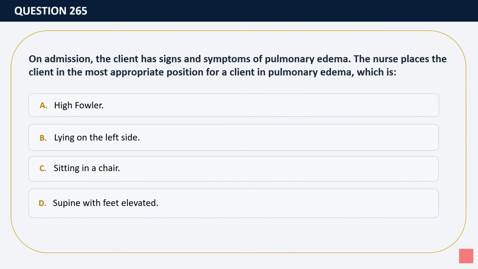Question 265. On admission, the client has signs and symptoms of pulmonary edema. The nurse places the client in the most appropriate position for a client in pulmonary edema, which is A. High Fowler. B. Lying on the left side. C. Sitting in a chair. D. Supine with feet elevated.